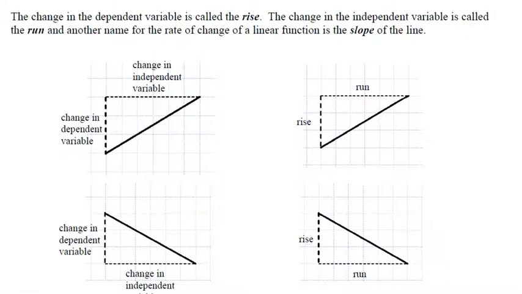The change in the dependent variable is called the rise. The change in the independent variable is called the run. And another name for the rate of change of a linear function is the slope of the line. Okay, which is change in dependent over change in independent, rise over run.